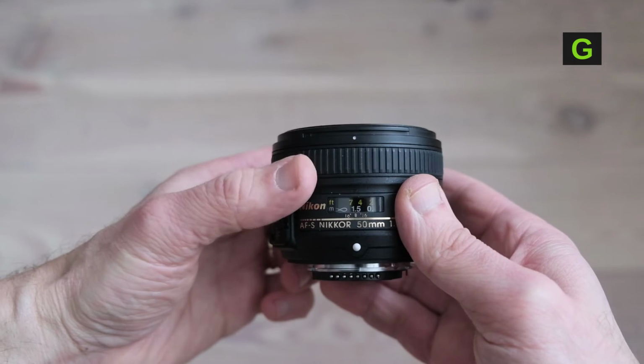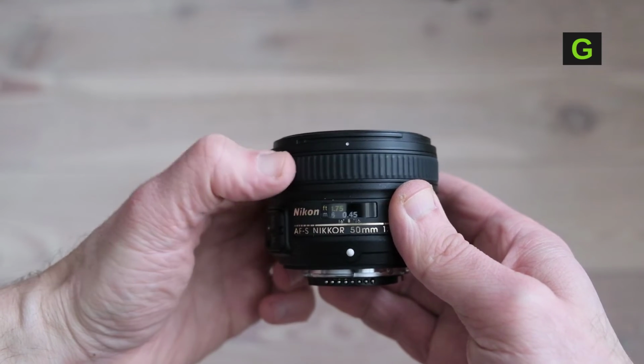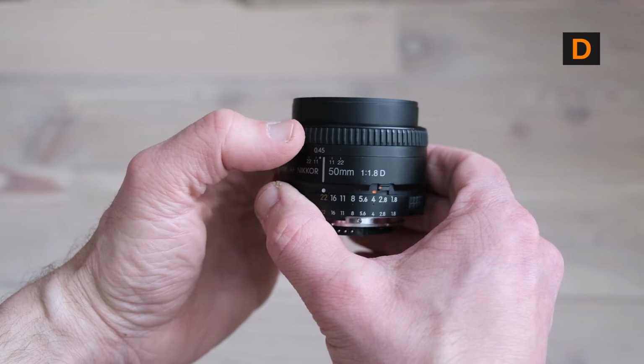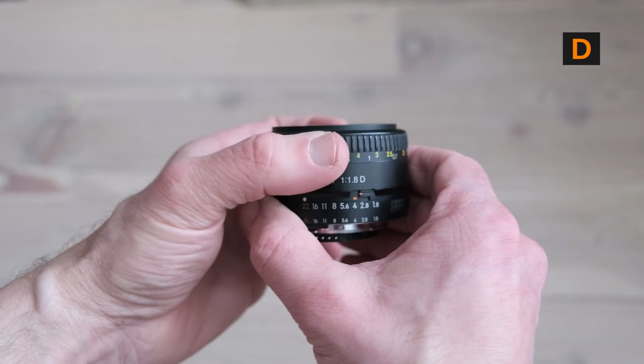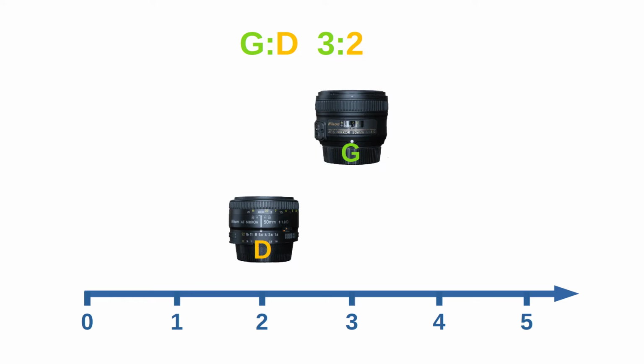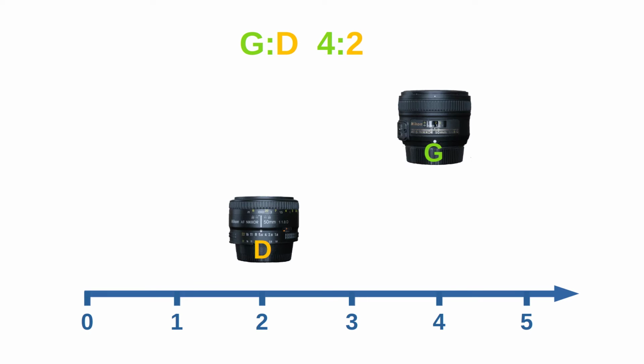Focusing noise. The G focuses silently and fast. The D is almost as fast, but much more noisy. This could cause your subject watching the wrong direction or an animal to flee. So after this additional point, the G lens pulls away at 4-2. Does the D still have a chance to catch up?